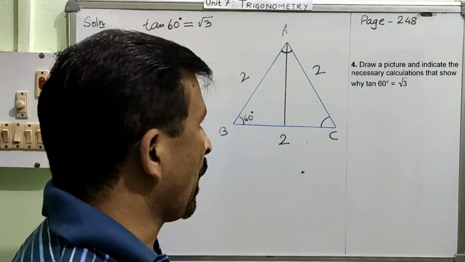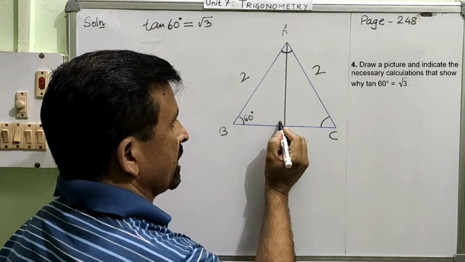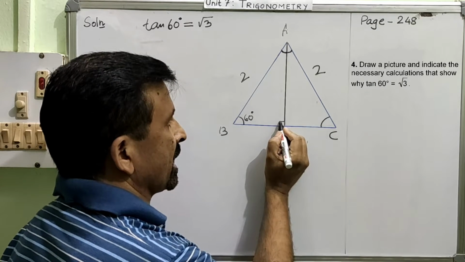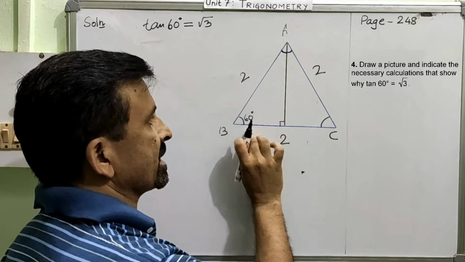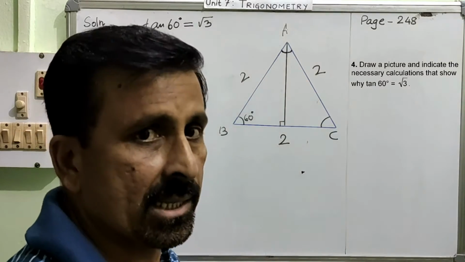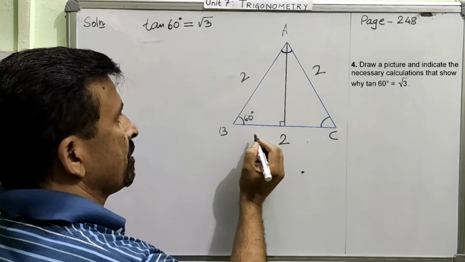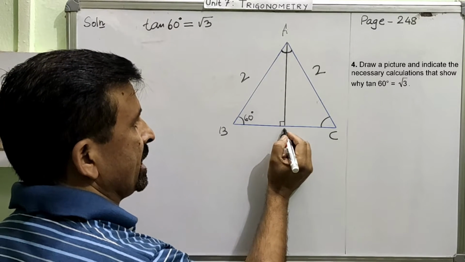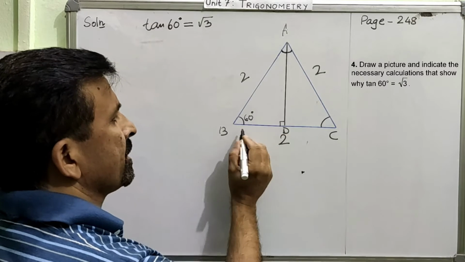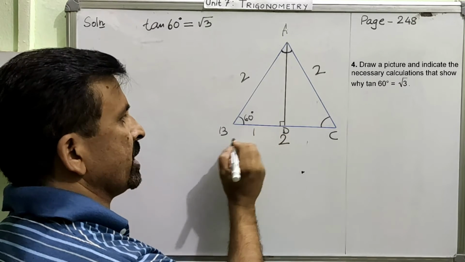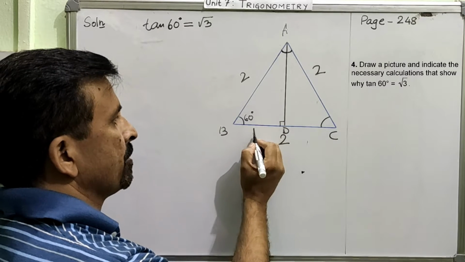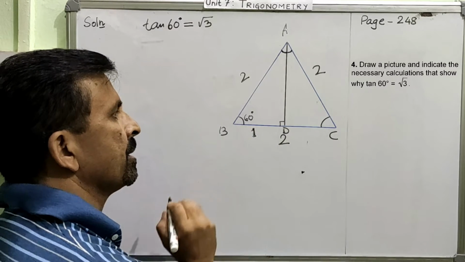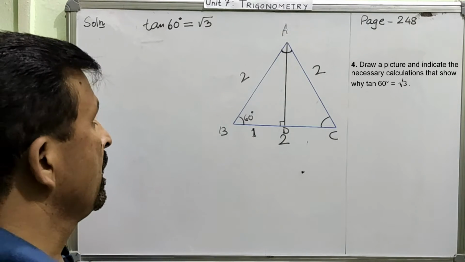Now the property says that in the equilateral triangle, this perpendicular will bisect the side BC. That means if I mark this point as D, right, then BD will be equal to half of 2, that is 1 unit. Is this okay or not?